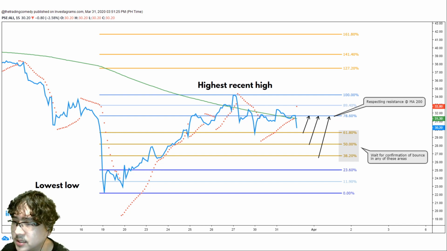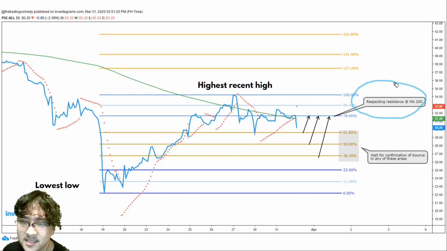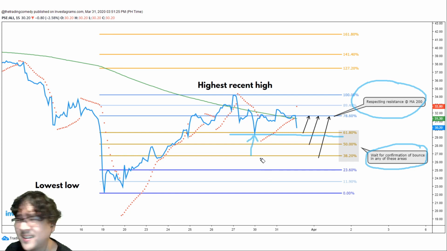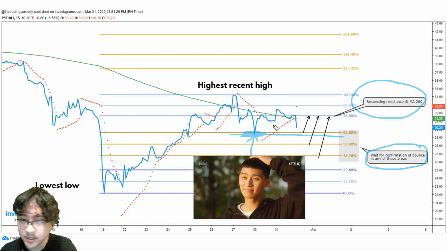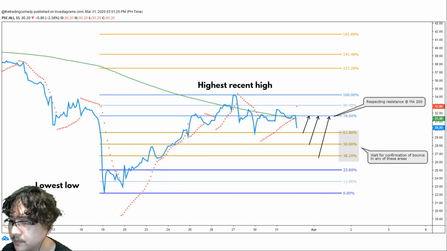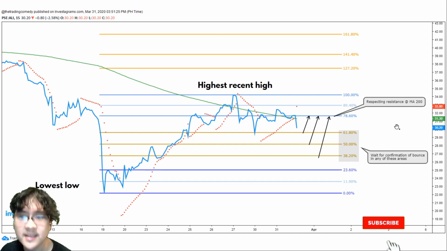So, see the explanations here. Respecting resistance at MA 200. This is assuming that this would be your trade plan, and you will just wait for confirmation of bounce in any of these areas. Although, if you're gonna ask me, this is probably the best idea to create a trade plan for a bounce, because the price already created like a pivot support over here. So there. Let's go to the next one. Hope that's clear. Hope you guys are enjoying the video.